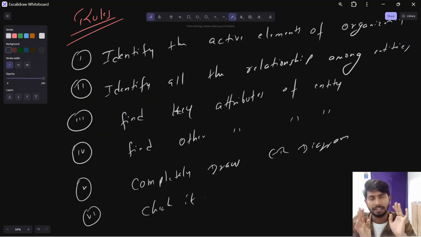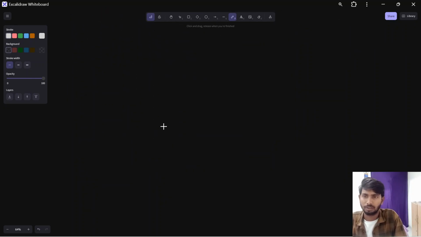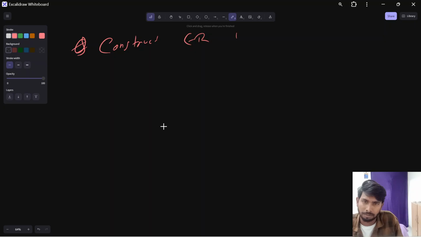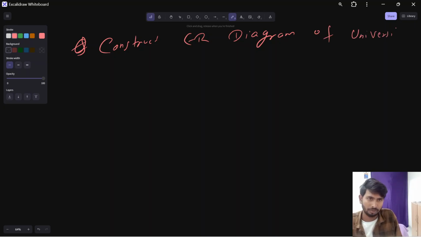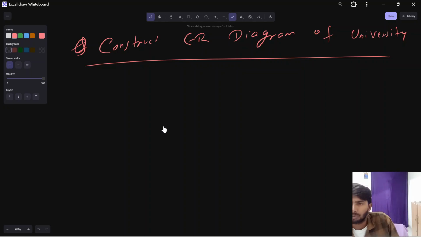And next, we have to write. Okay, so take an example and construct it. Now we are going to draw. Here we can say you have to make an ER diagram. Take an example of a university. Construct ER diagram of university.